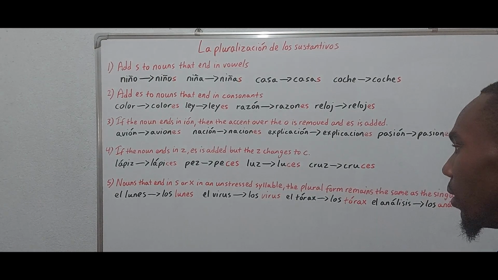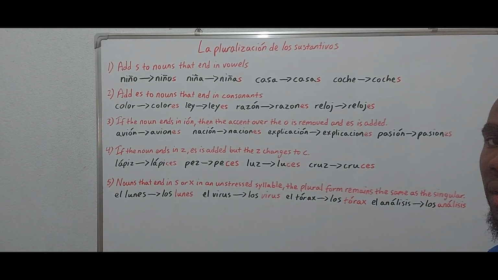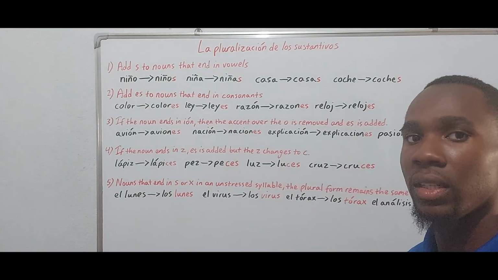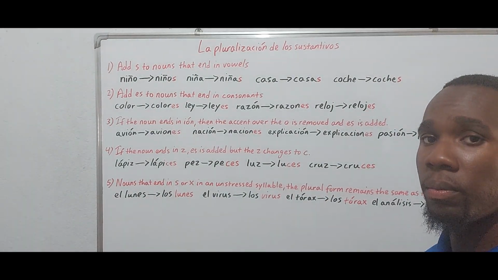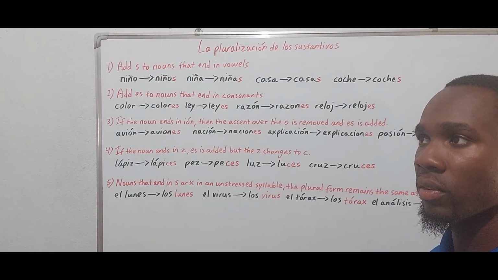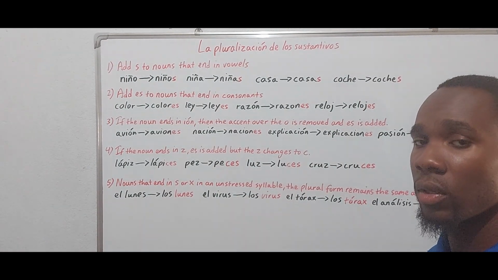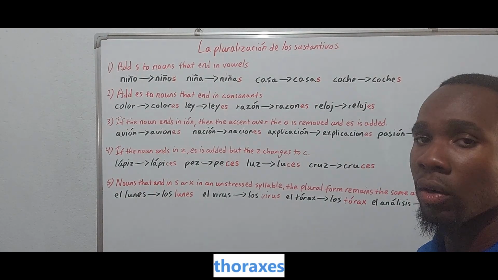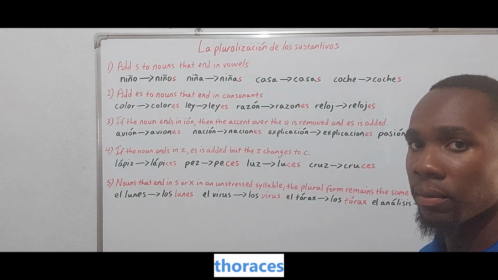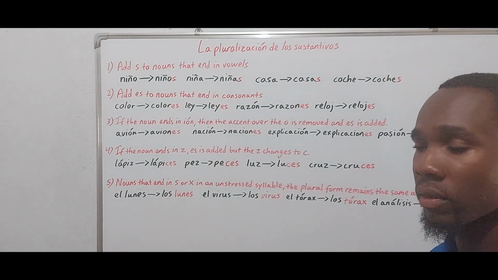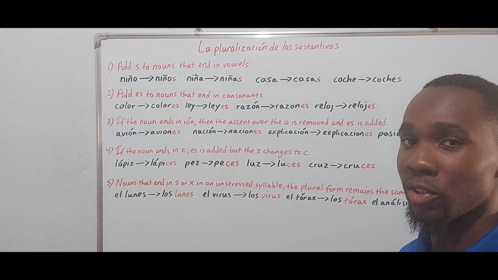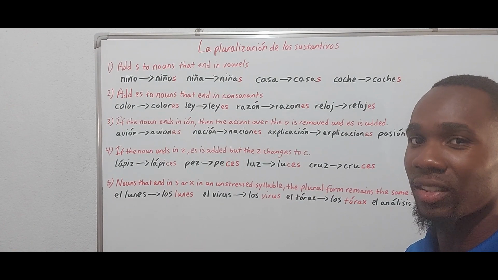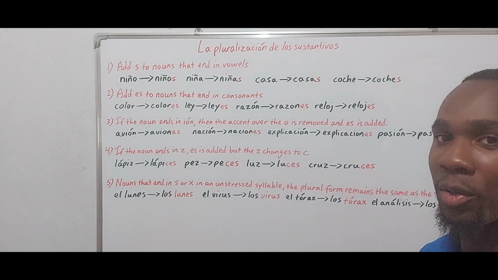El tórax, los tórax. This is thorax, a part of the body, and in English there are two acceptable forms when it comes to the plural. You can say thoraxes or thoraces, right? See, it's so cool. You see how cool language learning is? You learn about other languages while you're studying a foreign language, right? But yeah, just by the way.